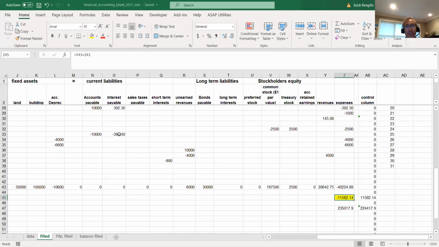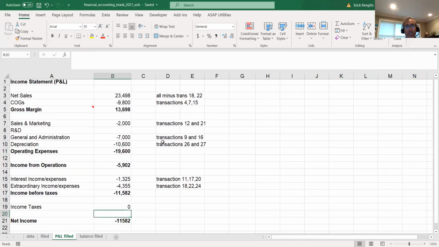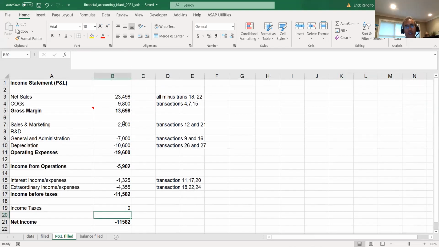Okay. So with this information, guys, and you have all the transactions here, you can build immediately. Please analyze these ones here, and then I have created the P&L. So we have net sales, and then we have here all the transactions. You can take a look: Y43, Y25, Y30. I have my net sales, I have my cost of goods, I have gross margin 13,000. I have sales and marketing. I don't have anything in research and development. We have general and administration 7,000, depreciation 10,000.